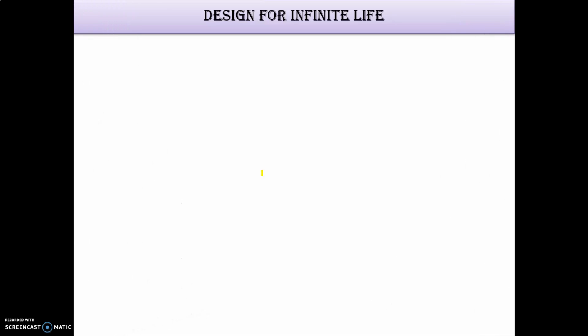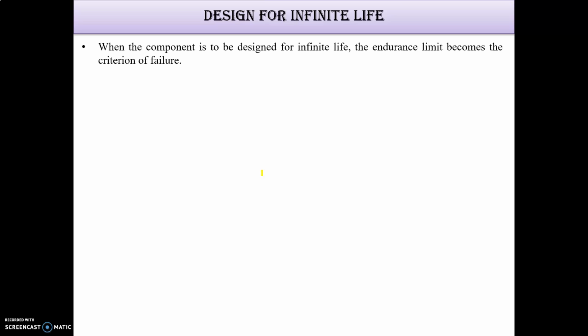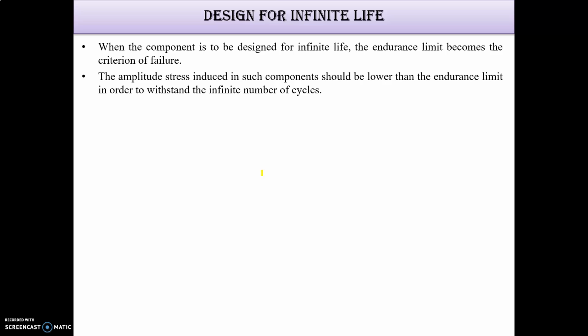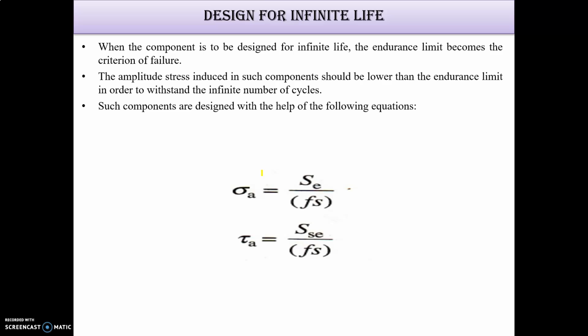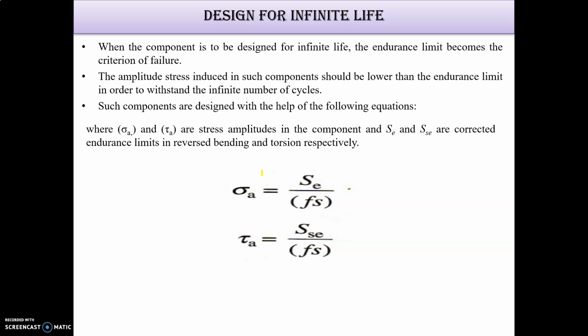When the component is designed for infinite life, the endurance limit becomes the criterion of failure, so based on that we are going to design. The amplitude stress induced in such a component should be lower than the endurance limit. It is designed with this equation: sigma_a is equal to Se upon factor of safety, and shear stress tau_a is equal to Sse upon factor of safety. I hope you remember that sigma_a and tau_a are the amplitude stresses in the component, and Se and Sse are the corrected endurance limits in reversed bending and torsion respectively.